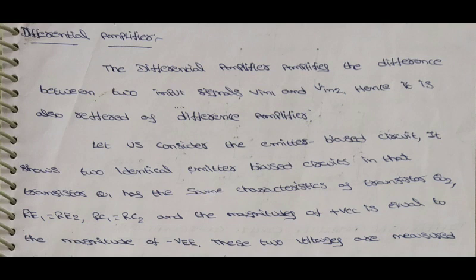The differential amplifier amplifies the difference between two input signals Vin1 and Vin2. Hence it is also referred to as a difference amplifier. That means in this we are going to use two amplifiers, and for those we are going to give two inputs, Vin1 and Vin2. By using those two inputs we find the difference of the two inputs. Hence it is called a difference amplifier.